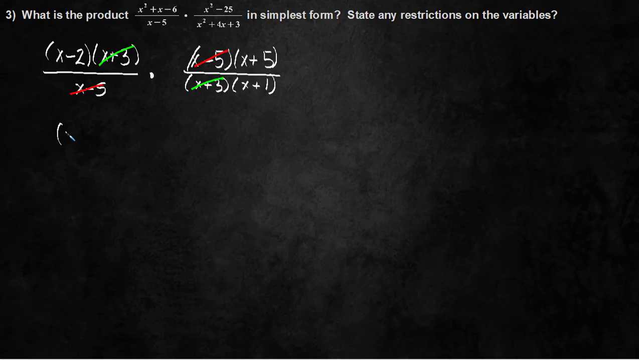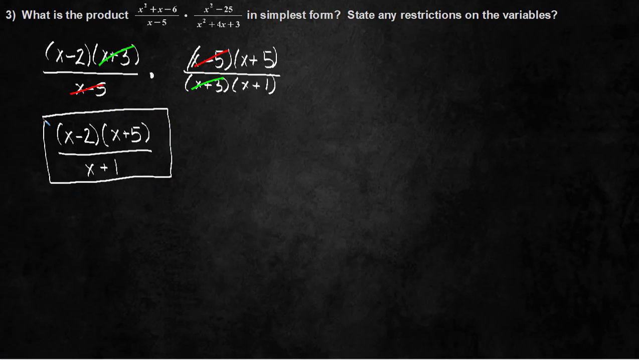And so I'm going to go ahead and write this as a fraction. X minus 2 is what I had left from the first fraction. X plus 5 is what I had left in the second fraction. And the only thing I had left in my denominator is that x plus 1. And so this is the product of those two fractions.